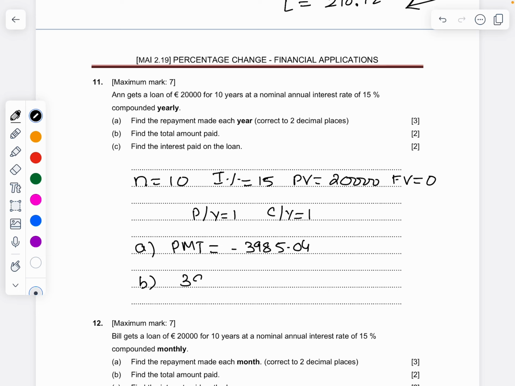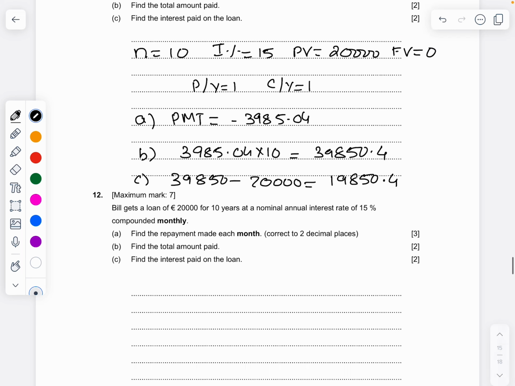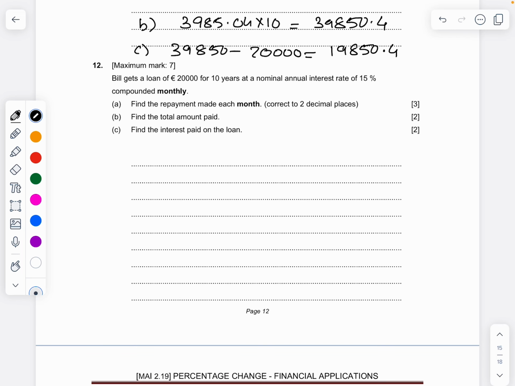Then find the total amount paid. So he is paying 3985.04 for 10 years. Therefore it is 39,850.4. Then total interest paid. So it is 39,850.4 minus 20,000. So it is going to be 19,850.4.